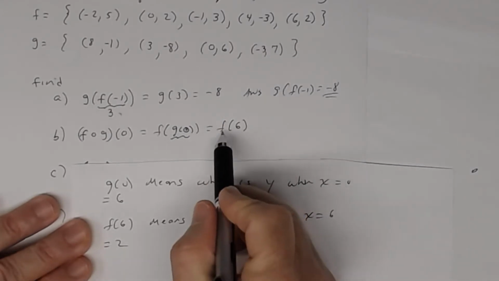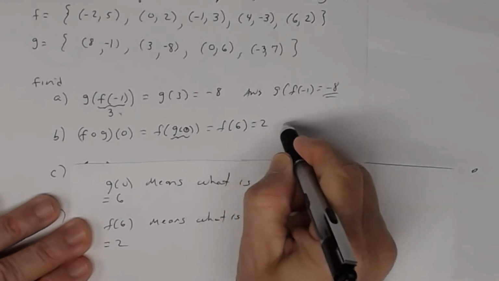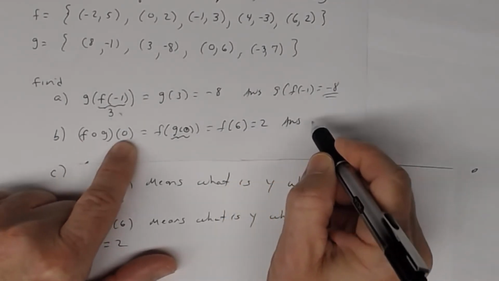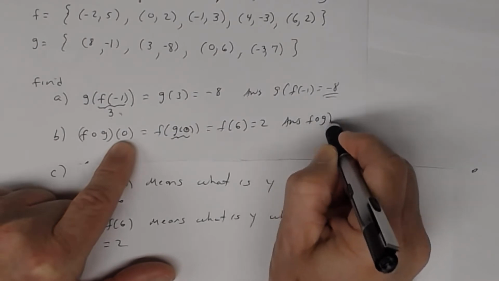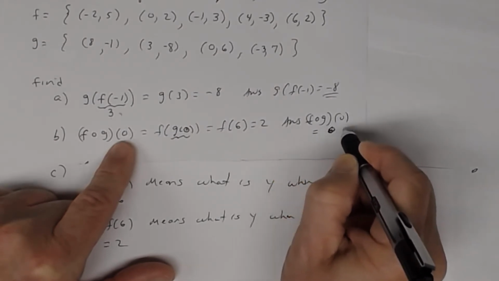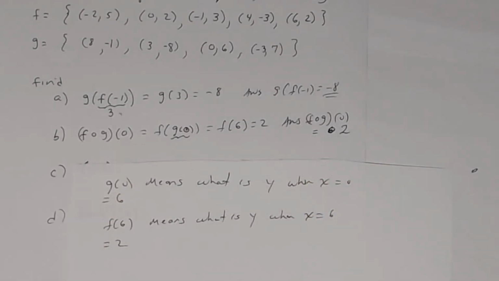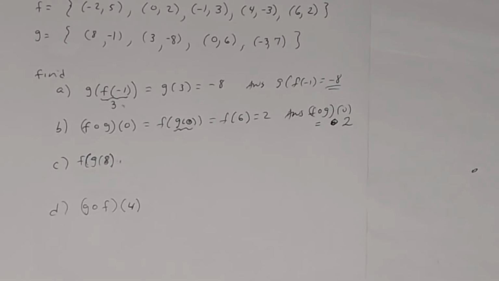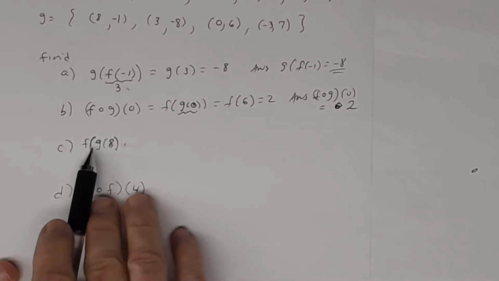And so therefore, f of 6 is 2, right? So what you now found is that f composed with g at 0 is equal to 2. That's what you found. All right, so there's the answer. It's not difficult at all. So let's look at the next one.